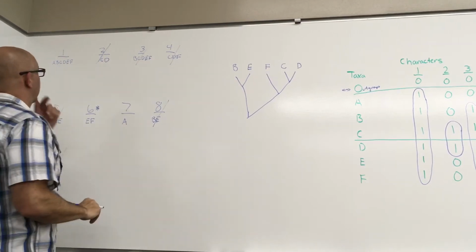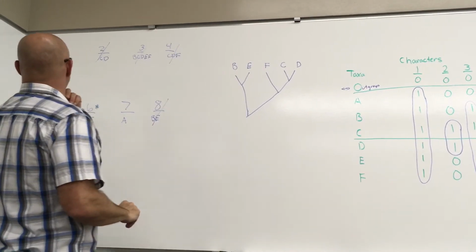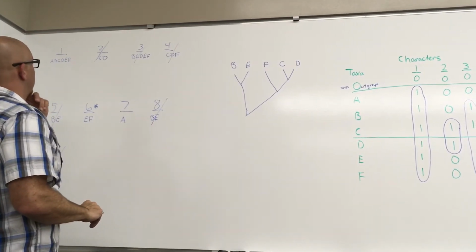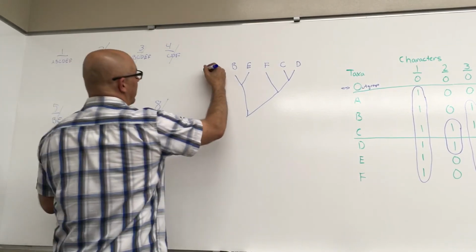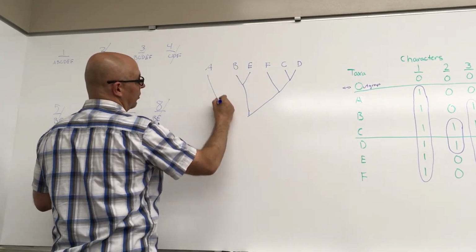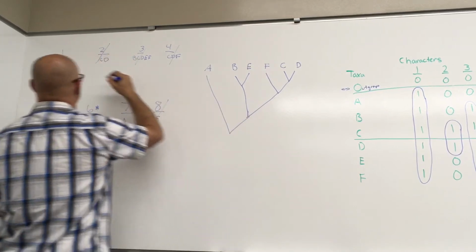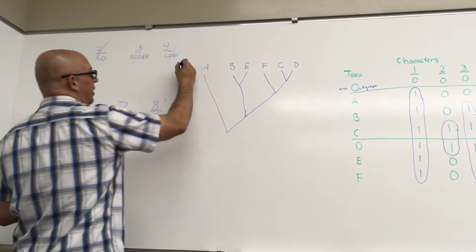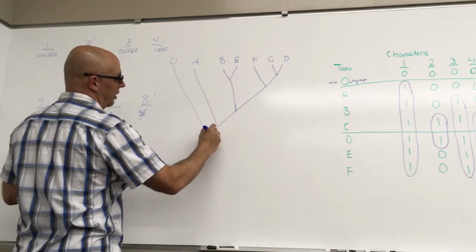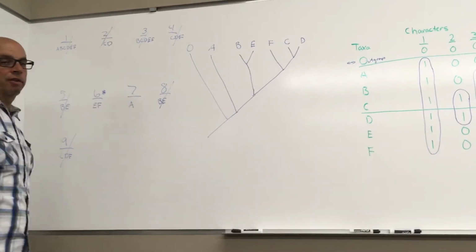Now the next one, A, which one do we need? We need A in there now. B, C, D, E, F, and we put A in here. Bring that down. That takes care of that one. And then we have our outgroup. Now, there's our tree. We've now constructed our tree.